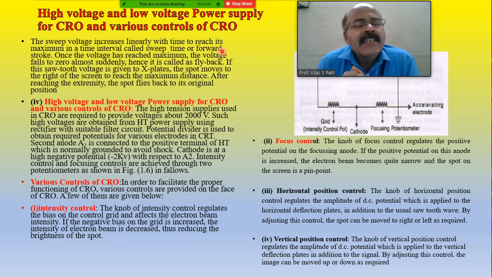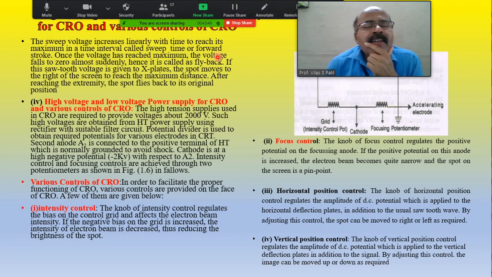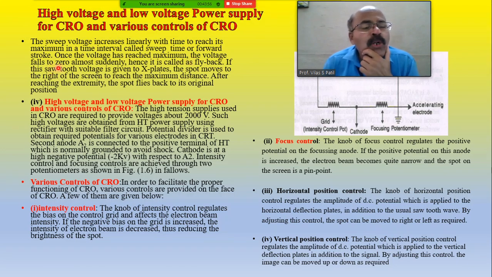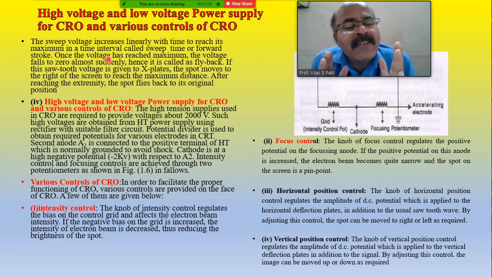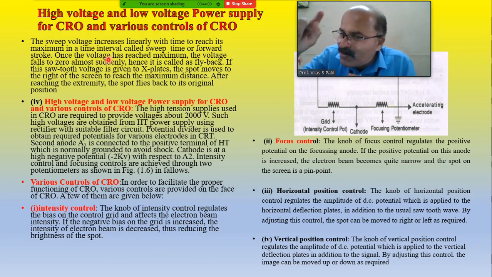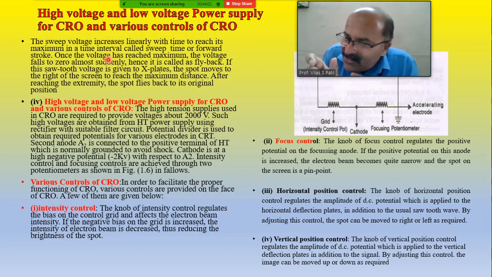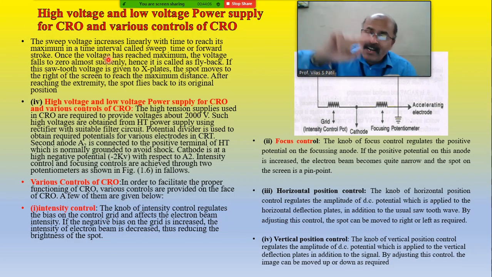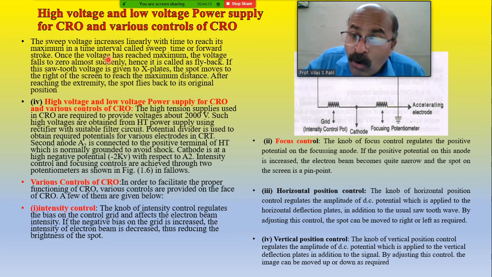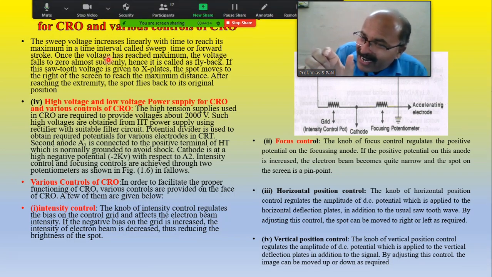Okay, friends. Sweep generator. Here is the forward stroke. Once the voltage has reached a maximum, the voltage falls to zero almost suddenly, and this is known as the flyback. It requires very little time to go to zero. The charging voltage discharges through the load, but it requires very little time.